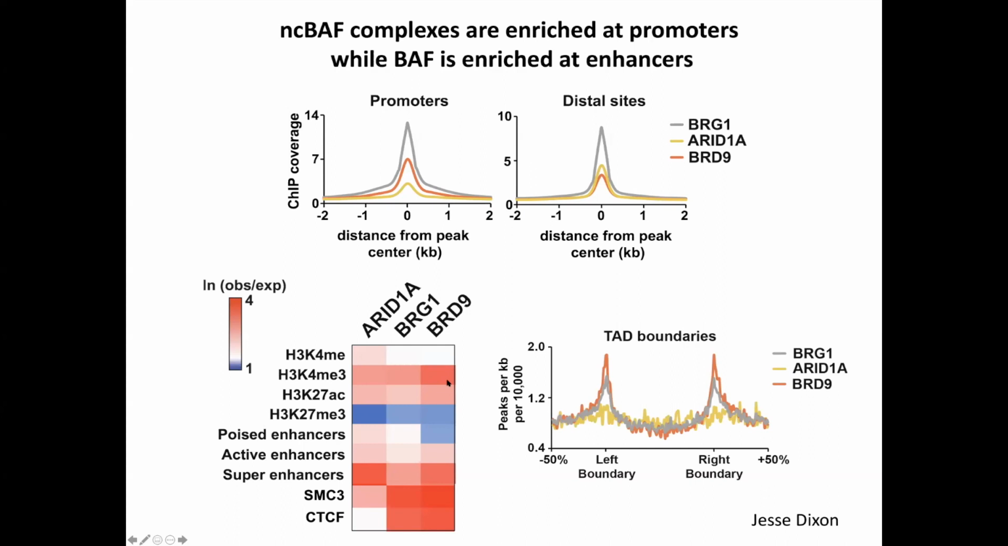In addition, we found that BRD9 uniquely is enriched for binding of both cohesin and CTCF. And this appears to be a unique property of BRD9 because ARID1A was fairly deficient in the binding of these proteins. So pairing up with Jesse Dixon, we found that BRD9 was actually highly bound at these so-called TAD boundary elements. And again, this was a specific property of BRD9 because ARID1A effectively had no binding at these elements.